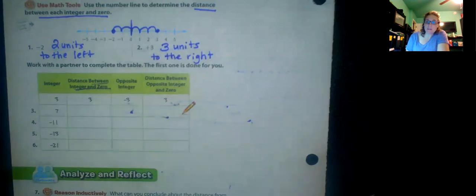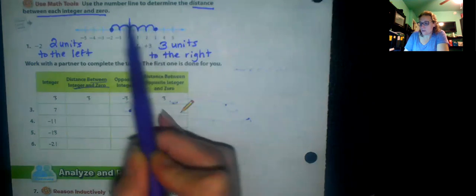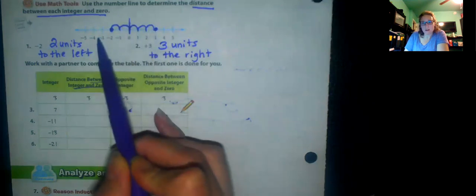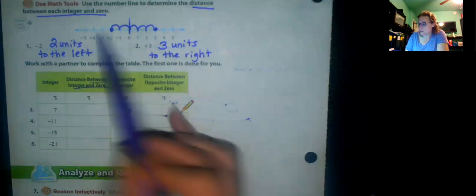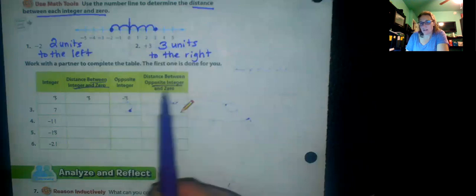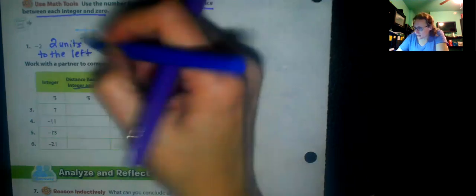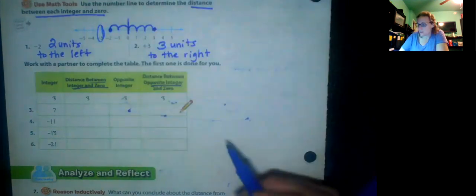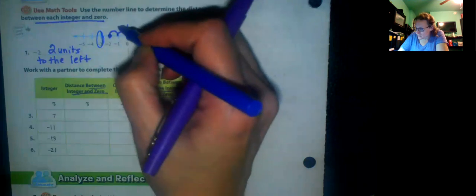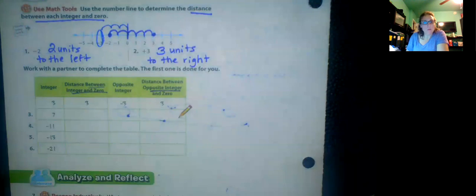Then we learned about opposites in our last lesson. So remember the opposite, you jump across from 0 to the other side. And so that's where they got -3. And the distance between the opposite integer and 0 is also 3. So again, if we're looking at the opposite, which was -3, the distance, 1, 2, 3, is still 3 units. One's to the right and one is to the left, but still the distance is 3.